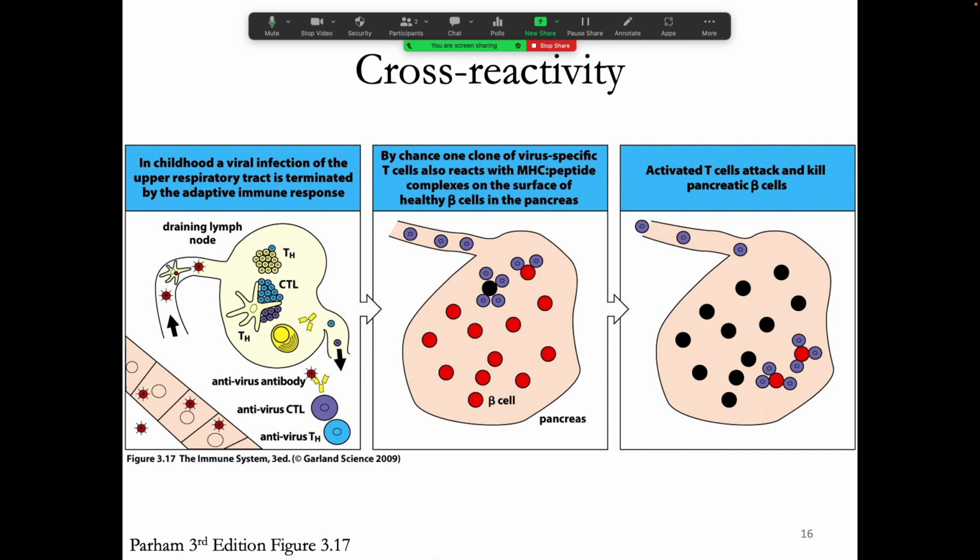So let me see if I can draw this. My drawing might be terrible, but I'm going to try something. Okay, so here, there's a purple one here. There's a blue one over here.